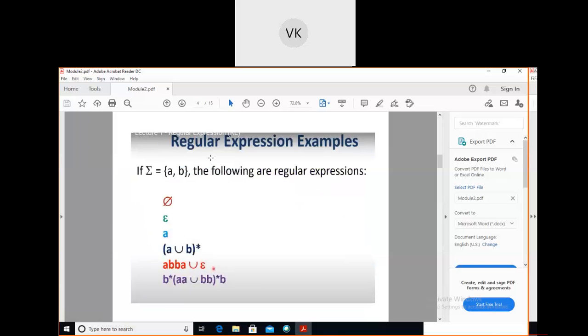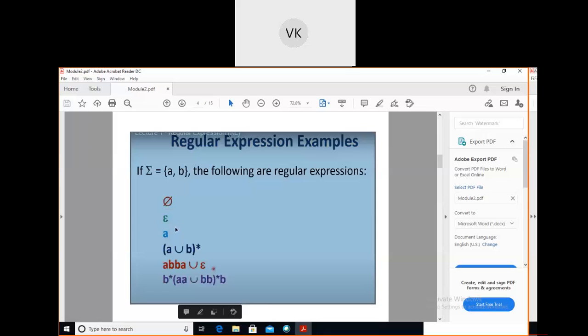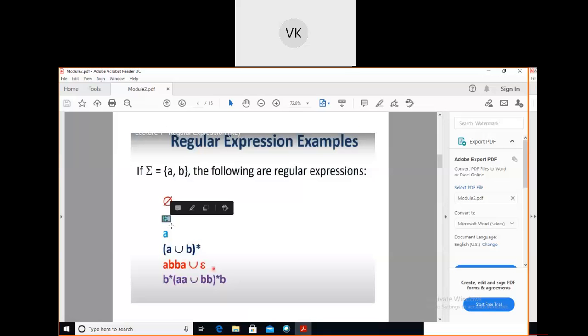Here you see some regular expression examples. If summation is equal to {a, b}, the following are the regular expressions. Here you see null. Null is a regular expression. And epsilon. Epsilon is the null string itself.